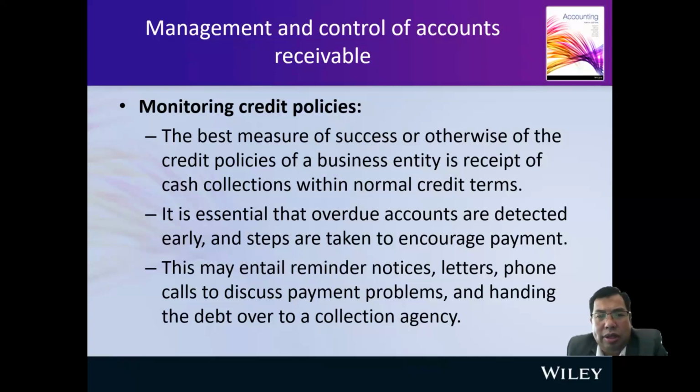So what is monitoring credit policy? The best measure of success or otherwise of the credit policy of a business is a receipt of cash collection within normal credit term. So that is the success. When able to collect the cash within the given period, that's a success for the credit department. It's essential that overdue accounts are detected early. If there is any problem, you should detect early and should come up with a procedure for how to encourage payment. This may entail a reminder notice, letter, phone call, or you go visit your customer, or you contact the collection agency to make sure you get your money back.